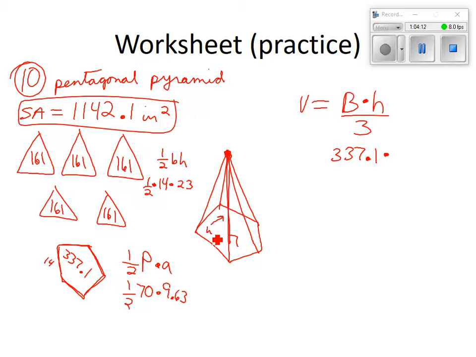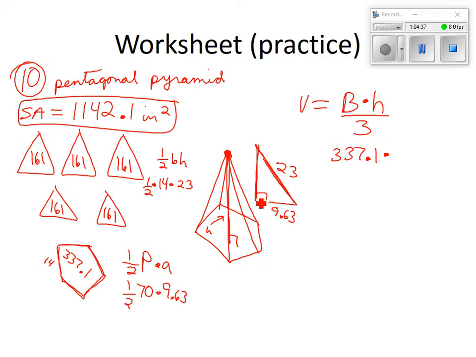And Matt said we could use Pythagorean's theorem. We have this triangle here. If you drew it down through there and connected it over to the other side, we know this part here is how much? The slant height is how much? 23. What's the apothem? 9.63 is the apothem, right?